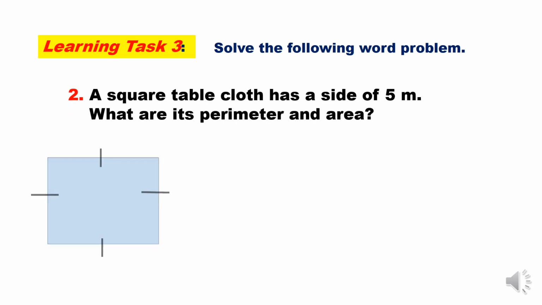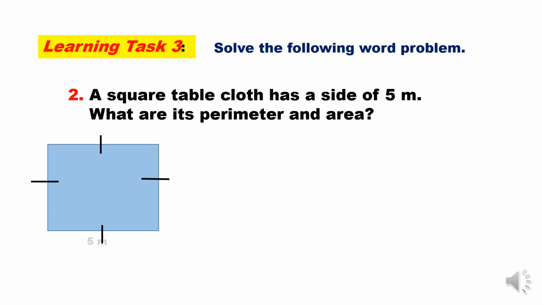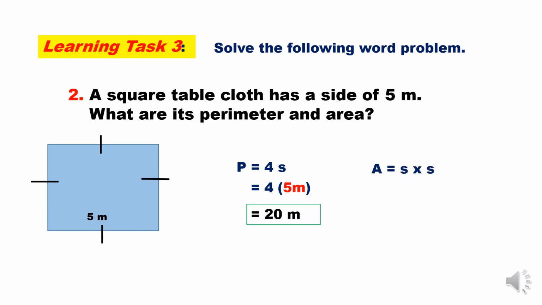Number 2. A square tablecloth has a side of 5 meters. What are its perimeter and area? So perimeter equals 4s because this is a square. So 4 times side, which is 5 meters, and that is 20 meters. And the area equals side times side. 5 meters times 5 meters equals 25 square meters. And that is the area.